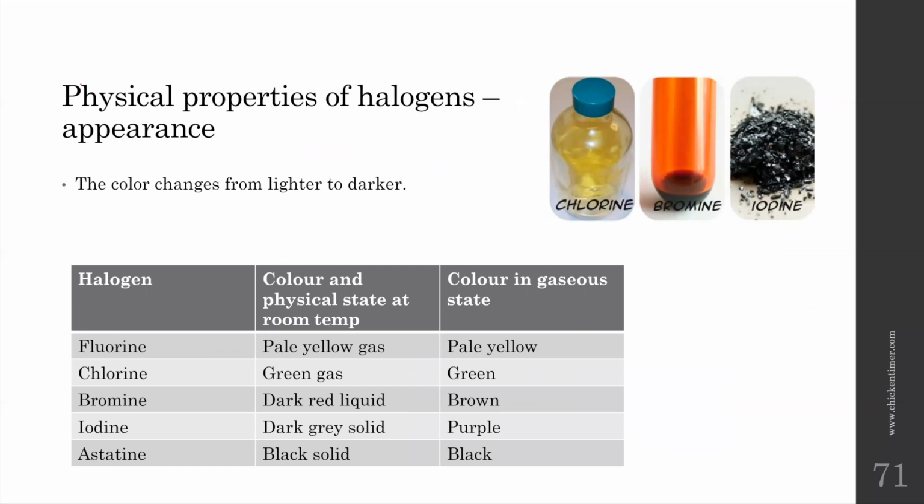Then second physical property, right, is about their appearance. So the appearance, right, the color will change from lighter to darker. Like you have the images down here, chlorine is yellowish green. Chlorine is supposed to be yellowish green. Then fluorine is yellow, pale yellow, then etc. So down here, the color and physical state shown to you already.